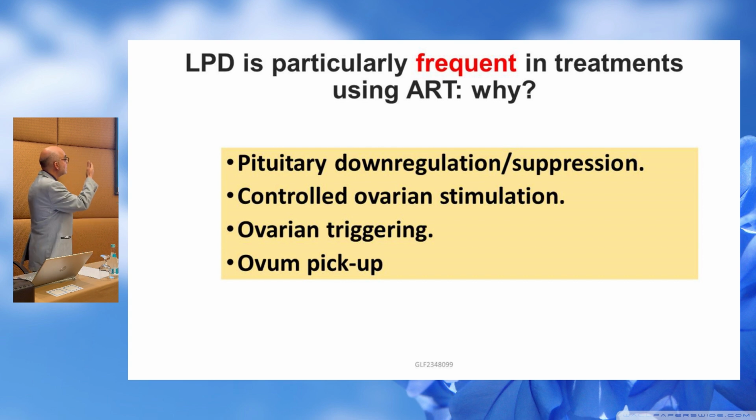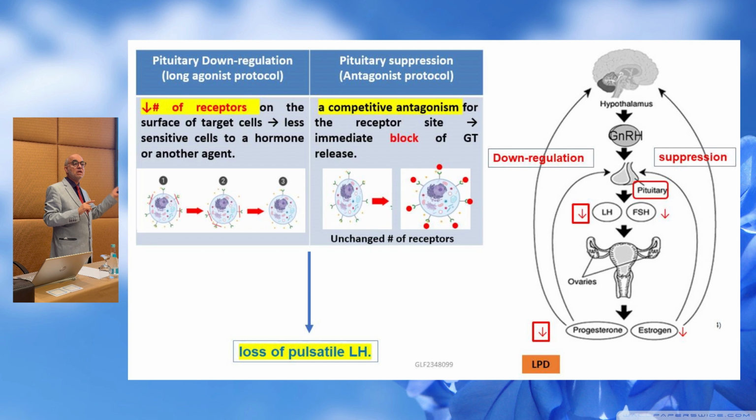Okay? So in every step of the 4 steps of the IVF, the patient is liable to have luteal phase defect. Why? Because with downregulation, you decrease the number of receptors by the long agonist protocol, and this will decrease receptors of gonadotrophins, and this will lead to loss of pulsatile LH. But in pituitary suppression by the antagonist protocol with preserved number of receptors, the patient again will have loss of LH pulsatility, which is transient and persistent and an immediate effect of the antagonist.